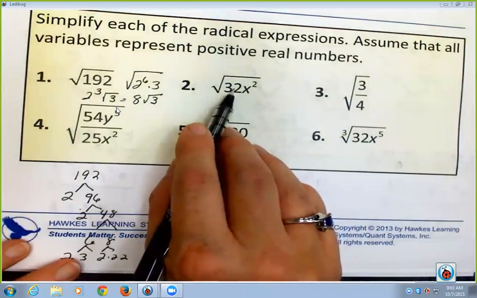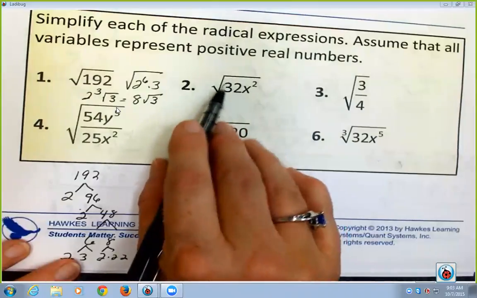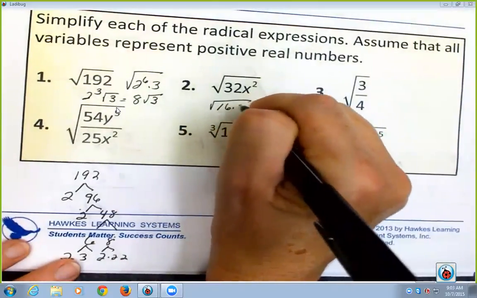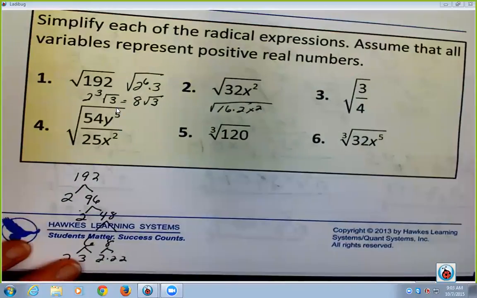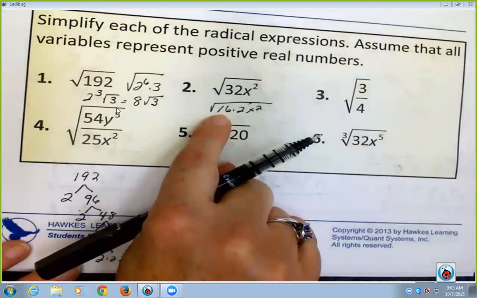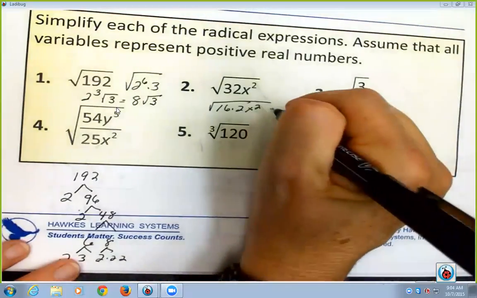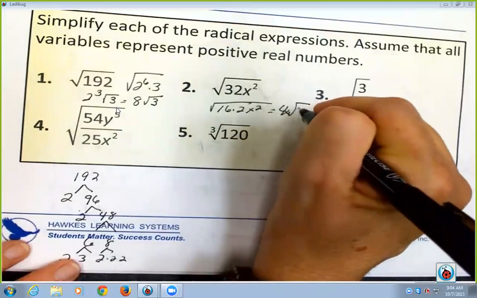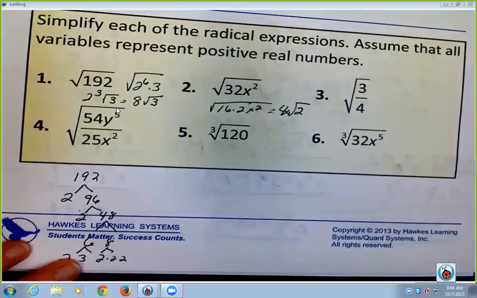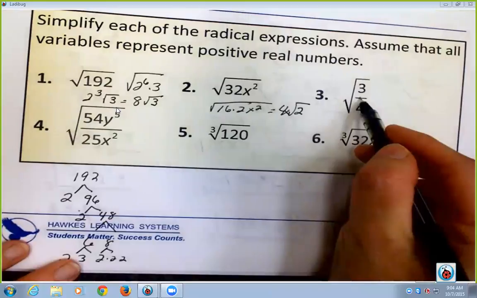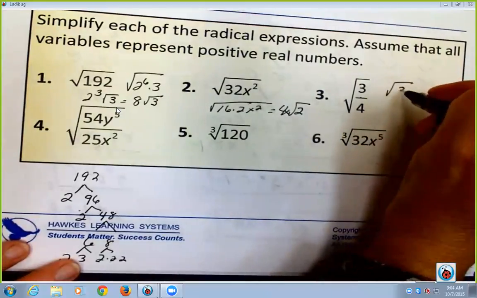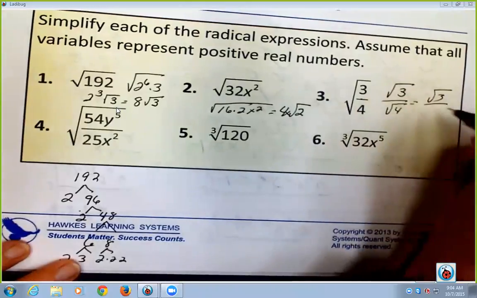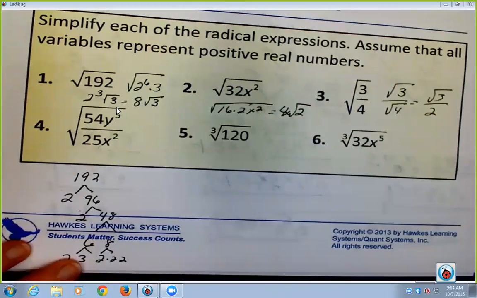32, if we can look at it, 16 times 2 makes 32. So if you can look and know what your perfect square is, you can still do it that way. So we're going to pull out a 4, and we're going to pull out an x, and we're going to leave a 2 underneath the radical. This one breaks into 2 pieces. Square root of 3 stays, but the square root of 4 becomes 2.